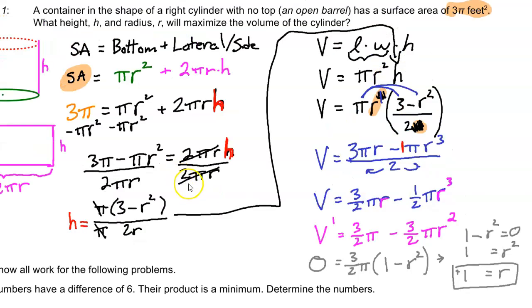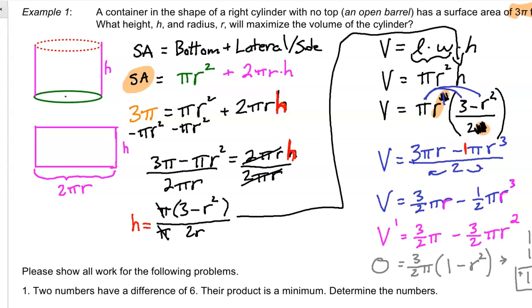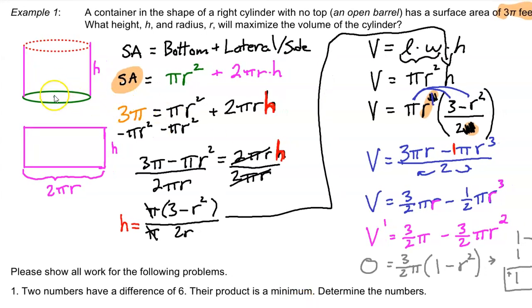So that gives me my first value: to get the maximum volume, this radius is just going to equal 1. Of course, I need to know what the height is, so kind of like a system of equations, I just take this and plug it back into that formula from the very beginning.